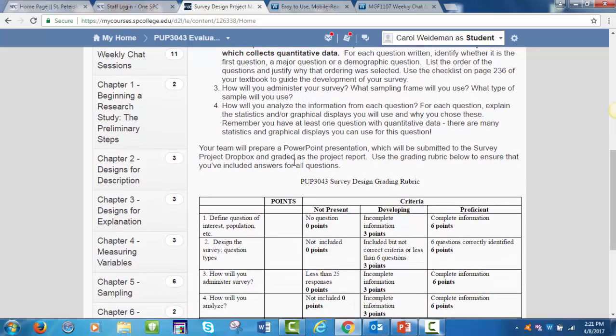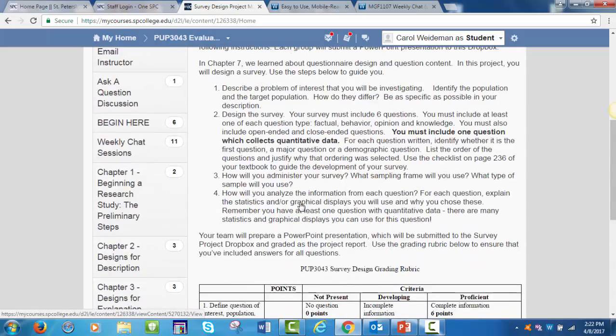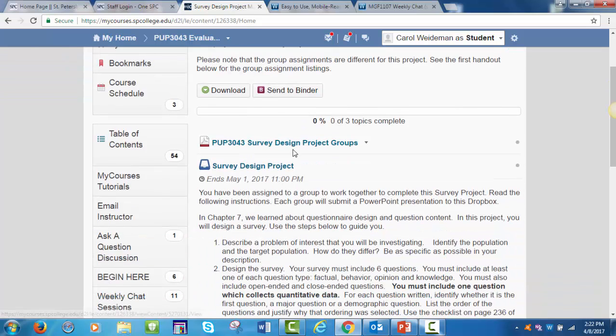Your team will prepare a PowerPoint which will be submitted to the Dropbox and graded as the project report. Here's the grading rubric, and then there's a little self-assessment. I also put in the same location the project groups, which are a little different this time, listed right here. So you want to go ahead and check who's in your group so you can make contact with them. And again, this will be due on May 1st. The remaining project in the course will be in Chapter 8, and it's a solo project where you'll complete an online training module for human subjects protection.